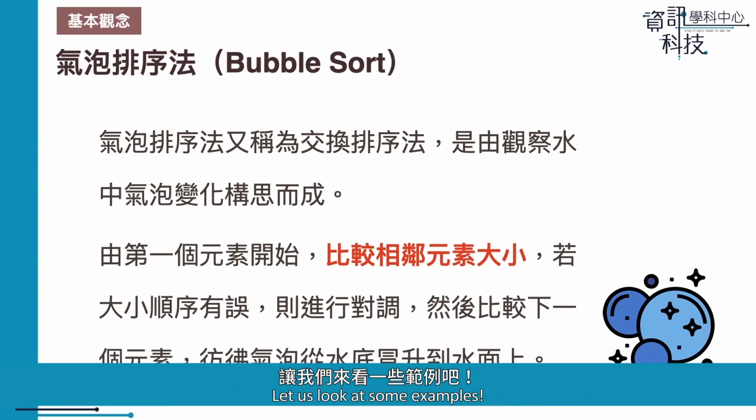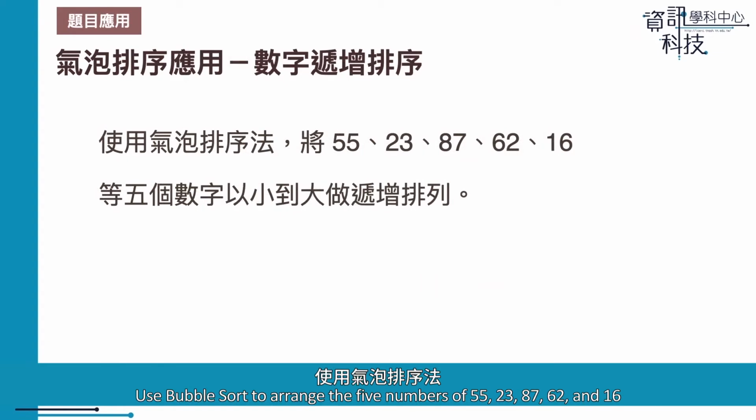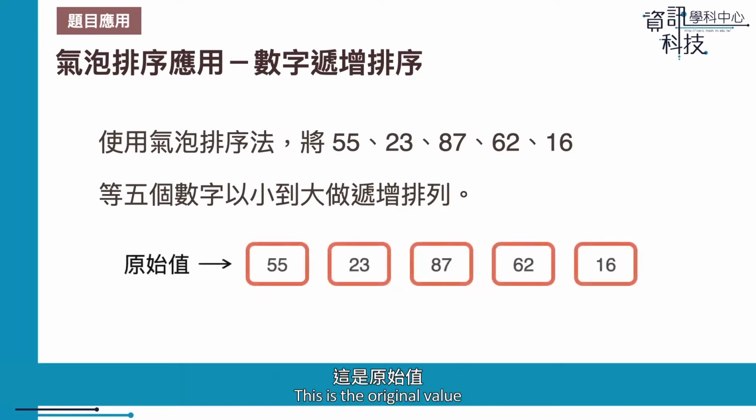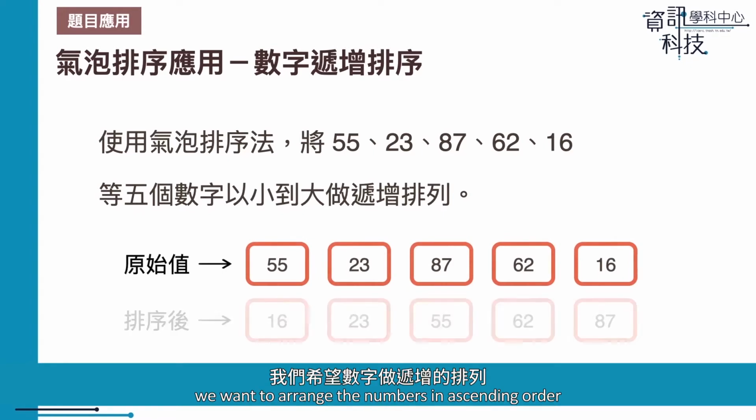Let us look at some examples. Use bubble sort to arrange the 5 numbers of 55, 23, 87, 62, and 16 in ascending order from small to large. This is the original value. According to the meaning of the question, we want to arrange the numbers in ascending order.